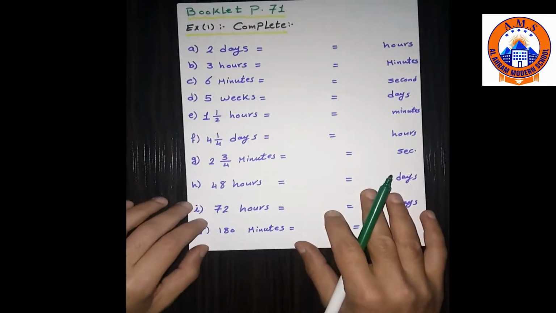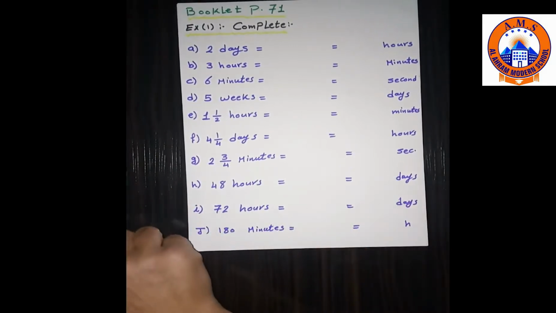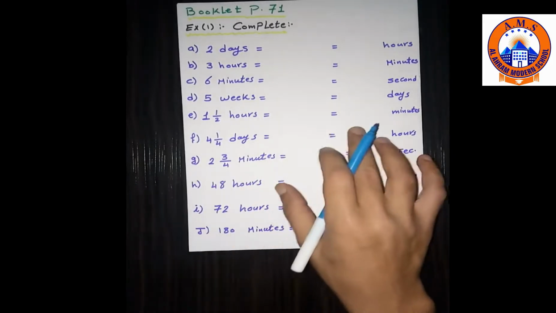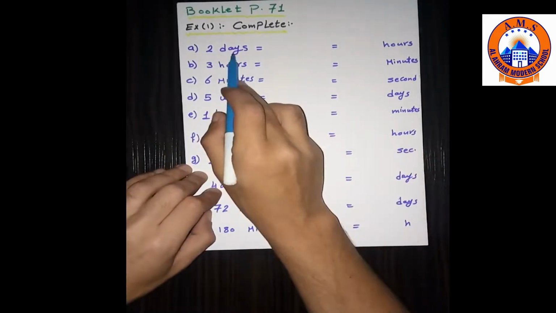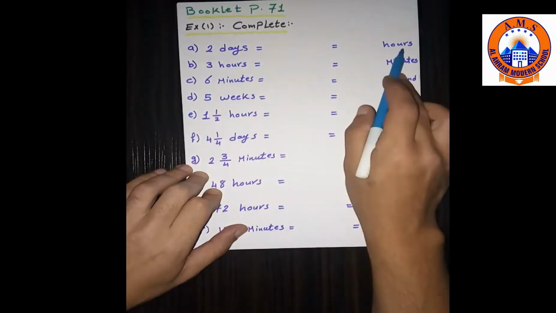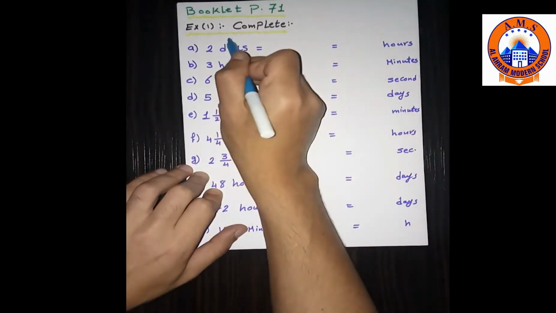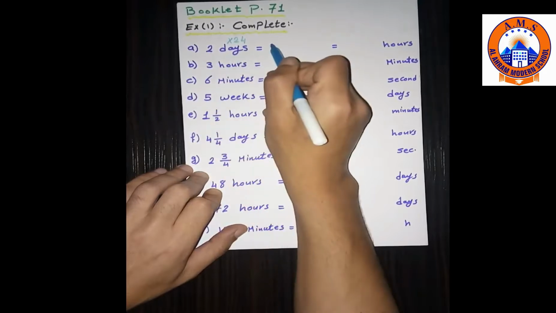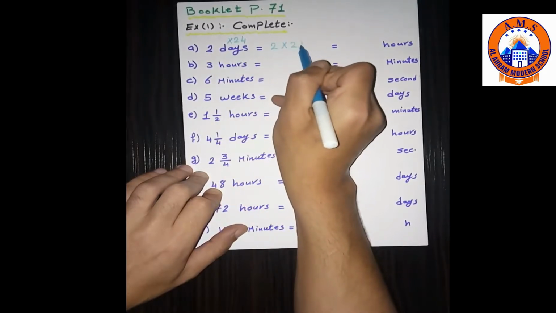We will solve example number 1 on page 71 in your booklet. So get your booklet and solve with me. 2 days equal how many hours? To change from day into hour, the day contains 24 hours, so we multiply 2 by 24. So 2 multiplied by 24.